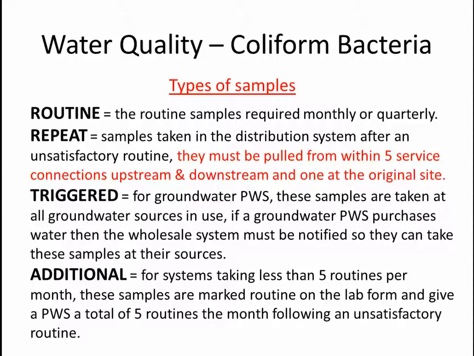So let's talk about these routine, repeat, triggered, and additional samples to clarify it better for you. Routine samples are just the regular samples required monthly or quarterly. Repeat samples are samples that you take in the distribution system after you get an unsatisfactory routine. You take these samples within 5 service connections upstream and downstream of the site that came back positive, as well as at the original site. Those are repeat samples. Repeat samples are in the distribution system after an unsatisfactory routine. A triggered sample is for a groundwater public water system.